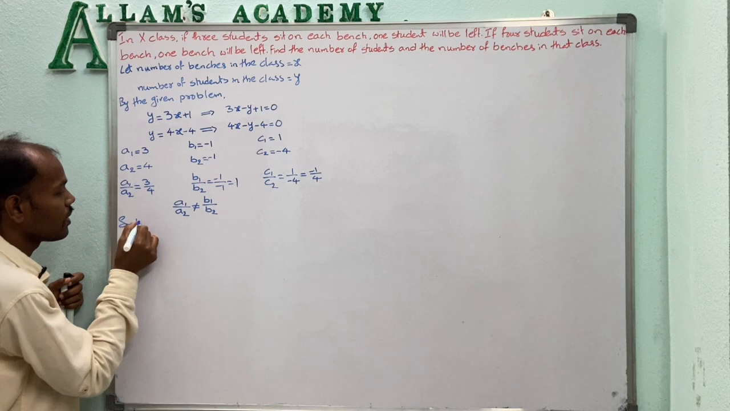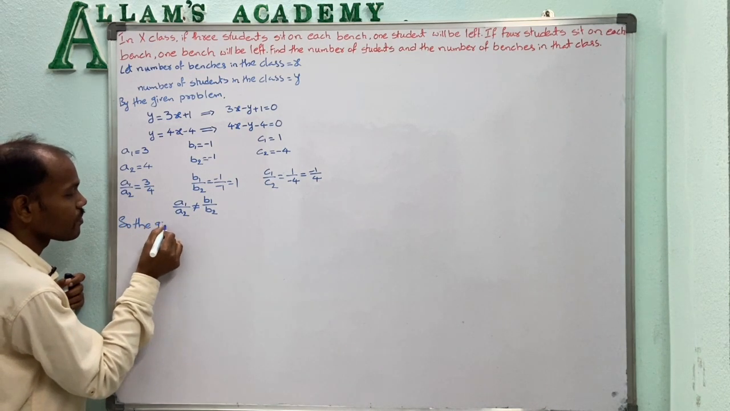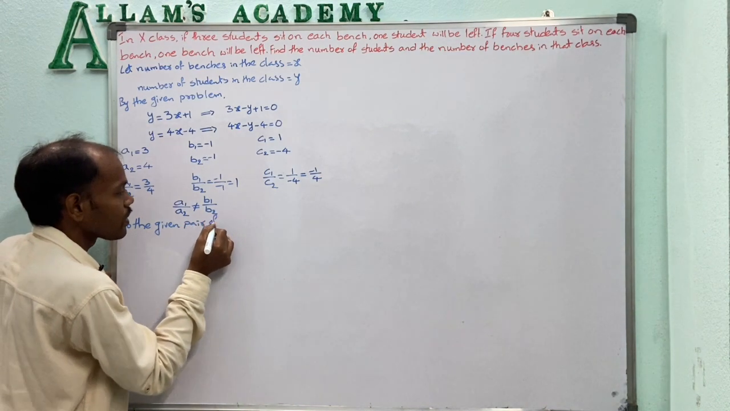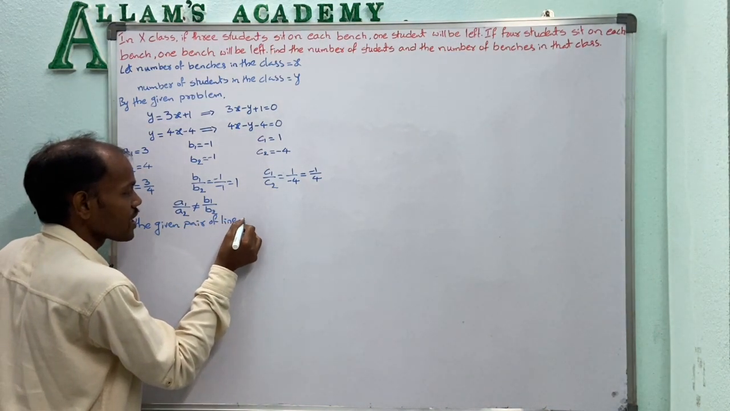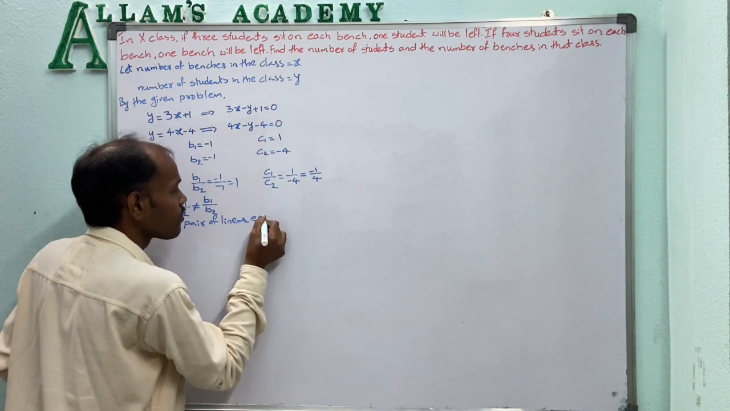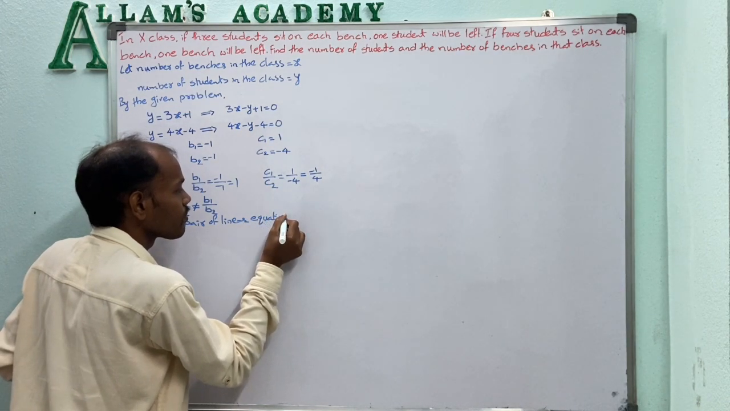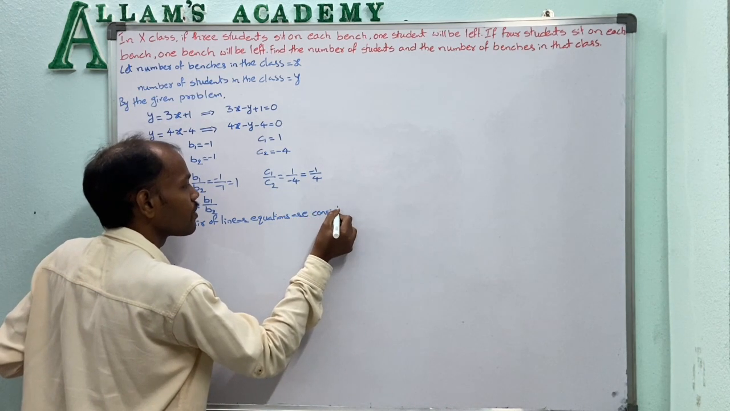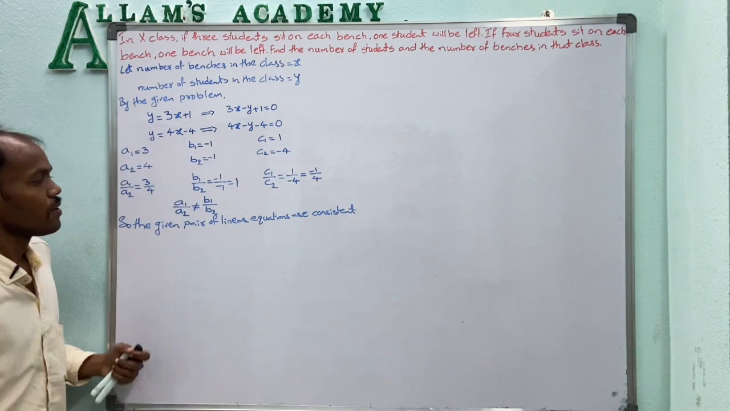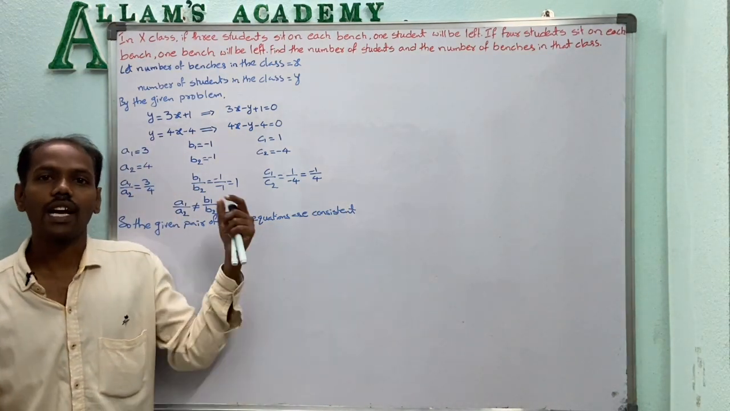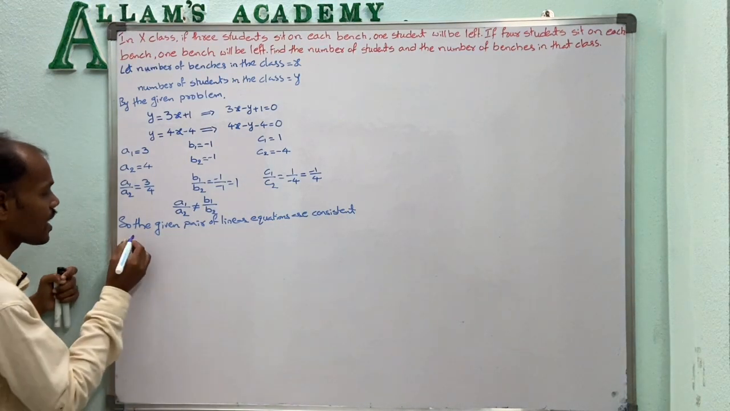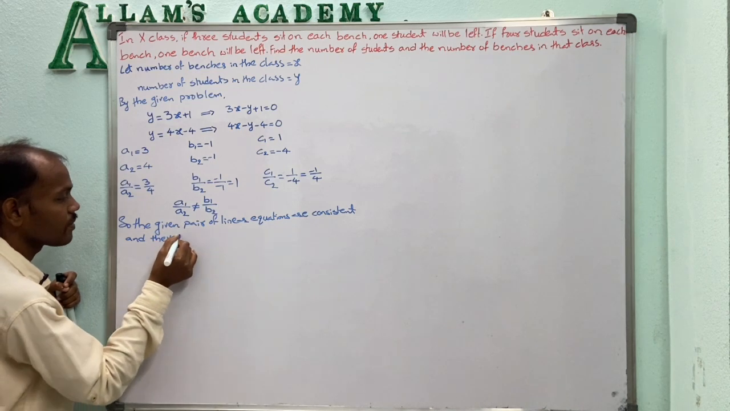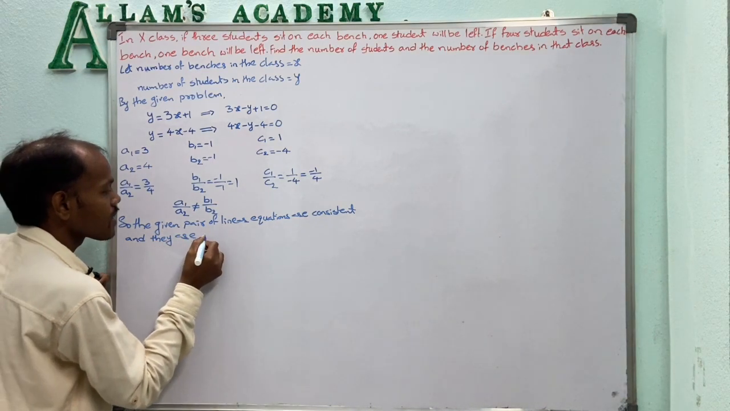So the given pair of linear equations are consistent. So they are consistent, that means they are intersecting lines.